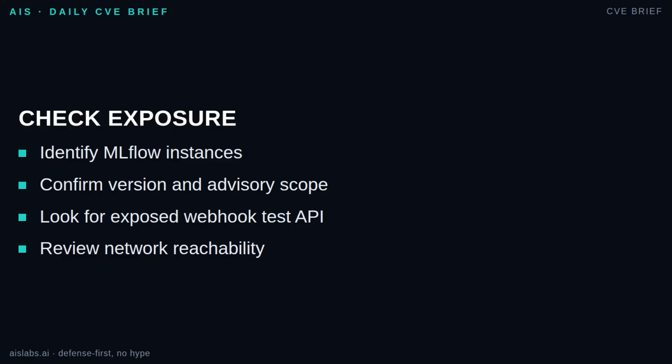Next, check whether the MLflow service is reachable from the internet, from broad internal networks, or from untrusted users. The endpoint called out is the unauthenticated webhook test endpoint under the MLflow API. You do not need to run exploit traffic to assess exposure. Determine whether that route is accessible, whether authentication or network controls sit in front of it, and what outbound destinations the MLflow host is allowed to reach. Exposure is highest when inbound access is broad, and outbound access is permissive.